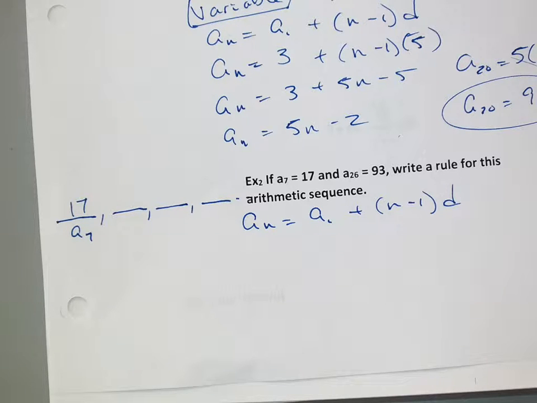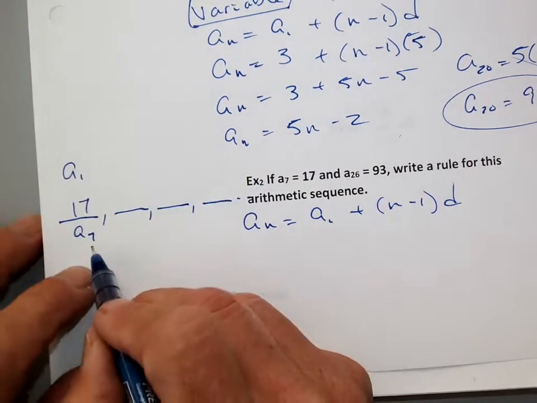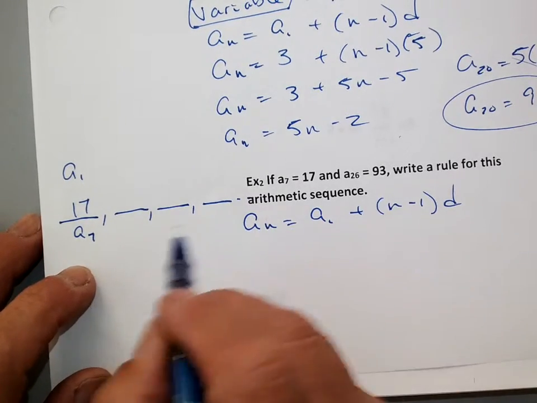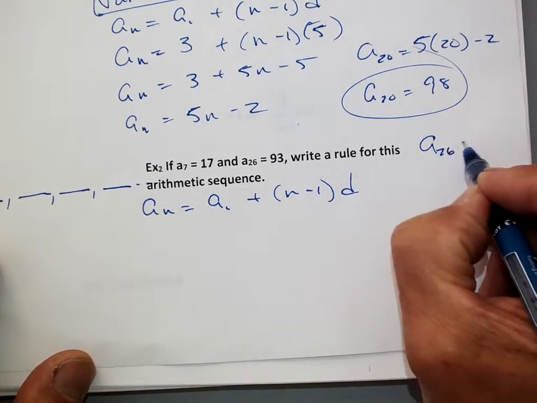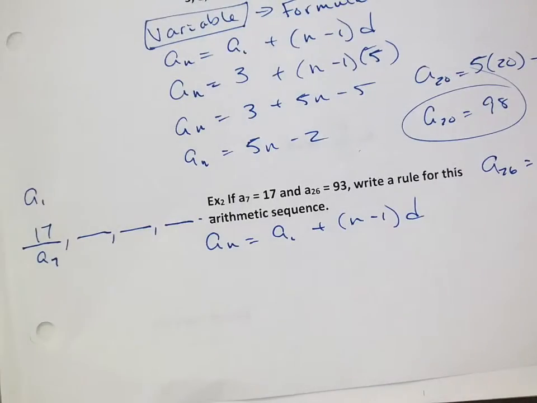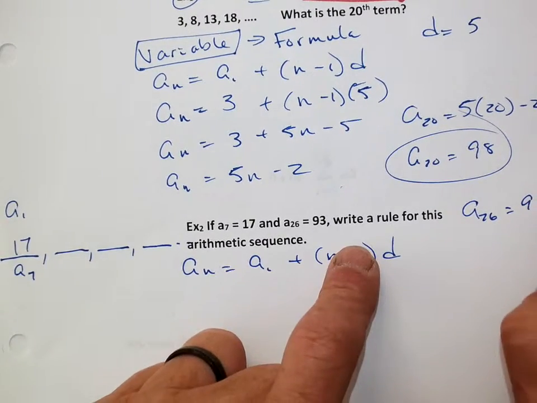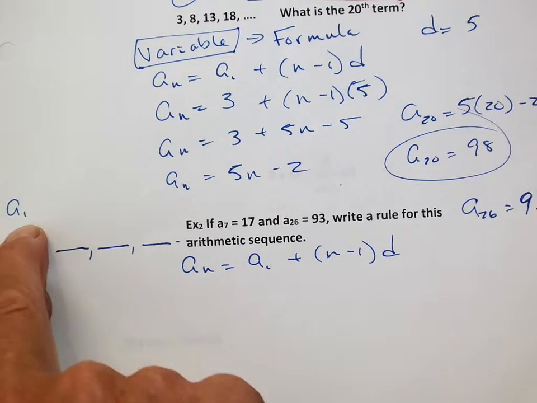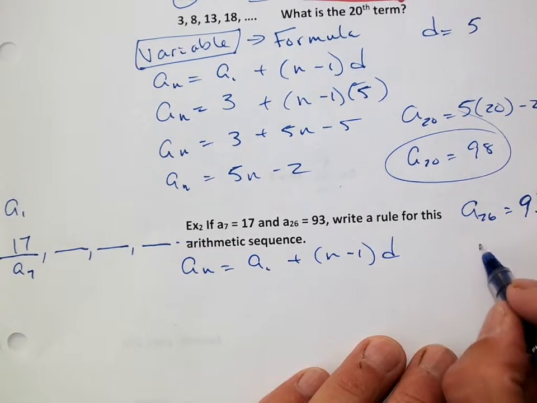So let's bump ourselves all the way forward into the sequence. If I call 17 A1, then I had to go back 6, right? I'd have to go back 6, which would make A26, which is 93. So if I bump A7 to A1, I went back 6. That would make A26, if I bump 6, A20.